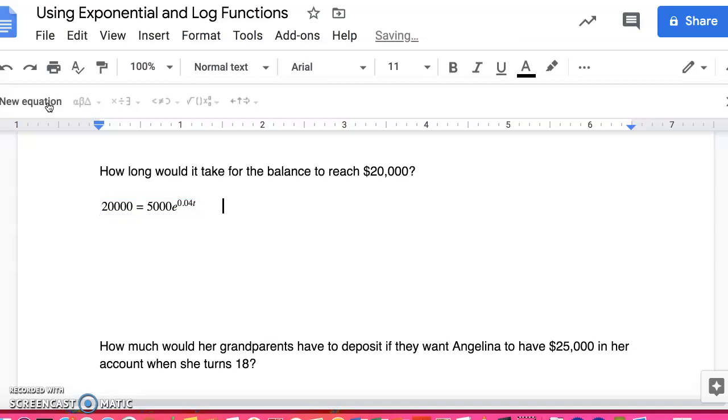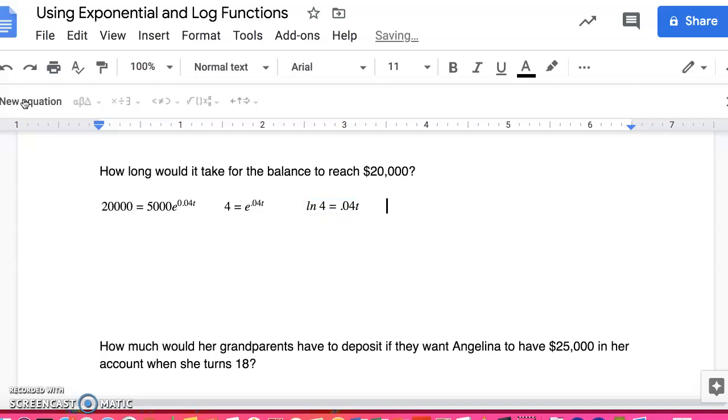And so this is just like the population one and the sodium-22 problem that we just did. We're going to take that $20,000 and we're going to divide it by 5,000. So that's 4 equals e to the power of 0.04t. Take the natural log of both sides to get rid of that e. Natural log of 4 equals 0.04t.